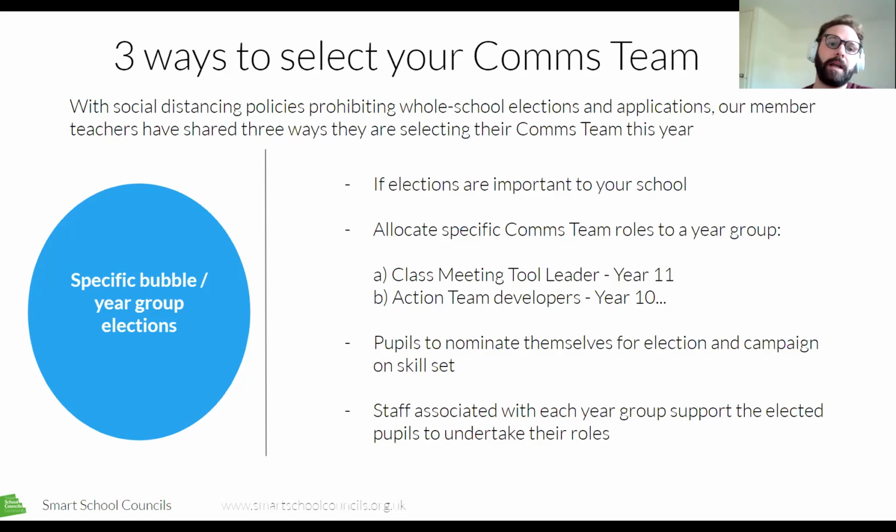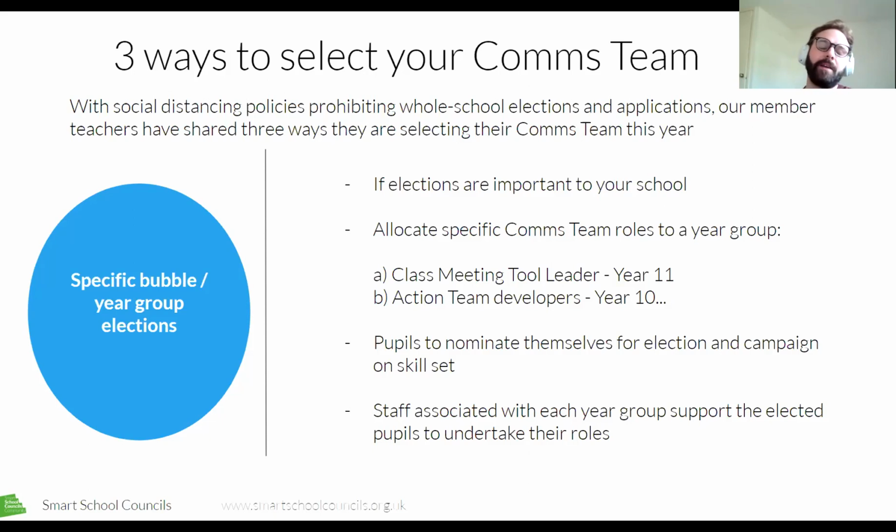So if you think back to the 5 roles earlier on, think of the class meeting tool leader, for example. That's a really important role for a leadership candidate to be able to undertake on your communications team. And you might think, okay, well, year 11, they're going to be a good year to do this with. And so we're going to hold an election within year 11 for a number of candidates to campaign and put themselves forward for that position. And then for action team developers, we'll go to year 10. And for progress board updaters, we'll go to year 9. And you can follow my logic on from there, I'm sure.